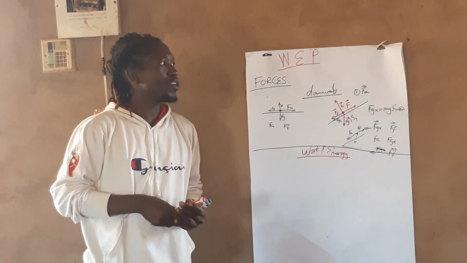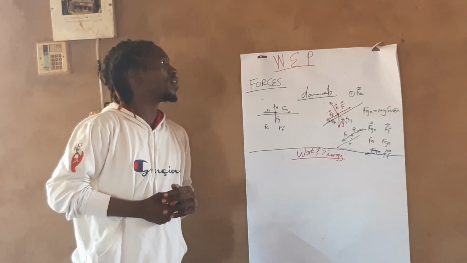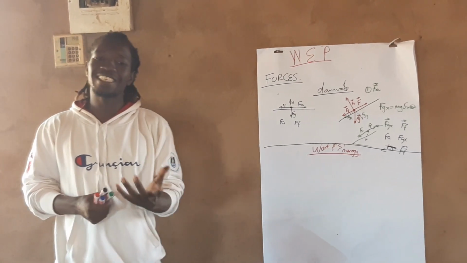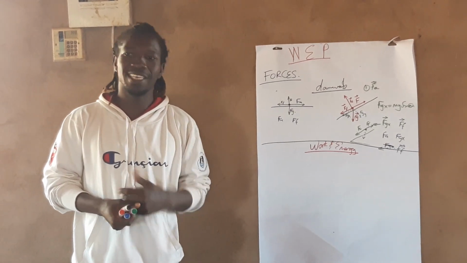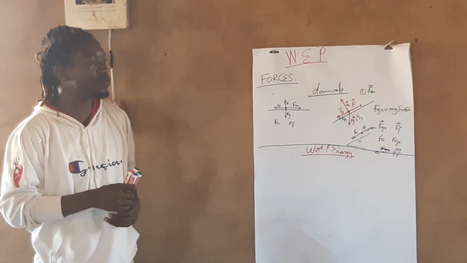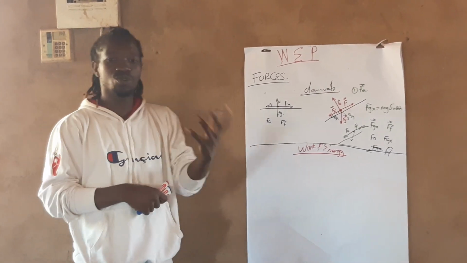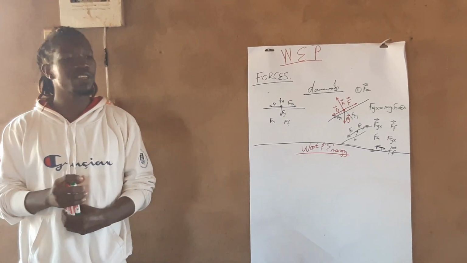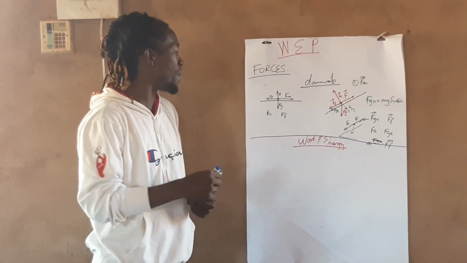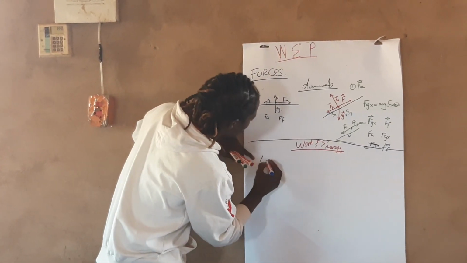So in grade 10, we learned the law of conservation of energy, which says that energy cannot be created or destroyed. It can be transferred from one form to another, or transformed from one form to the other, or from one object to the other. That is the law of conservation of energy. And we have the law of conservation of mechanical energy.